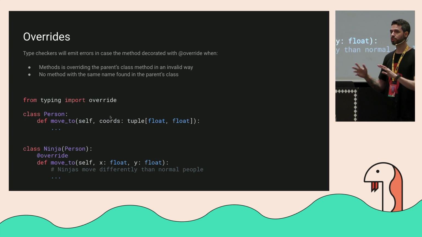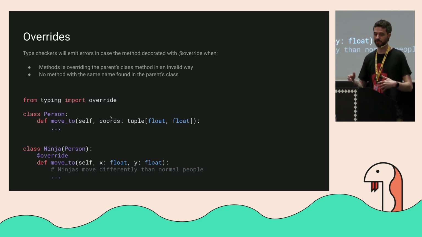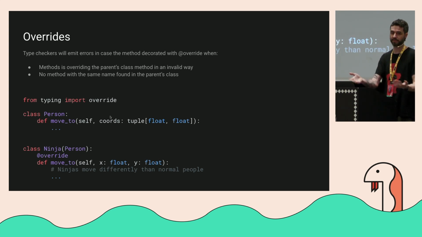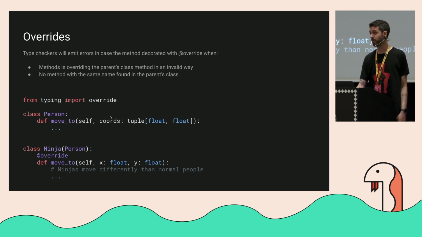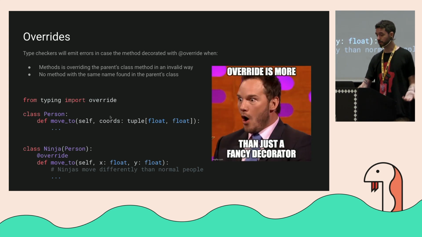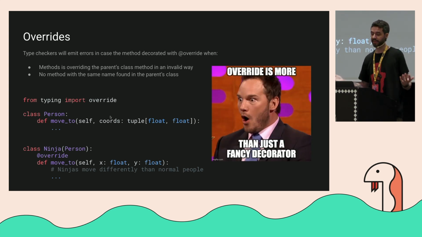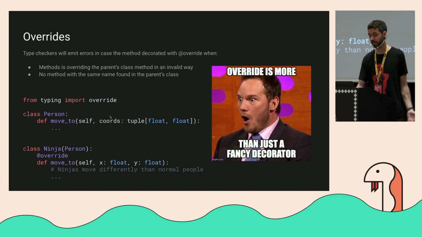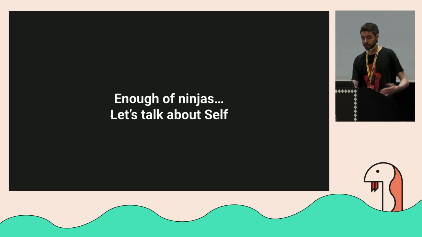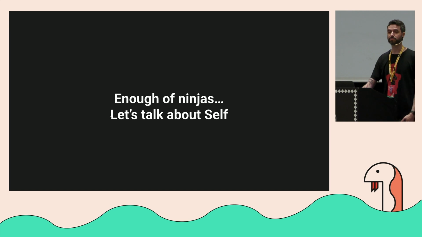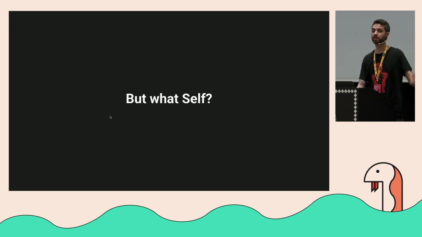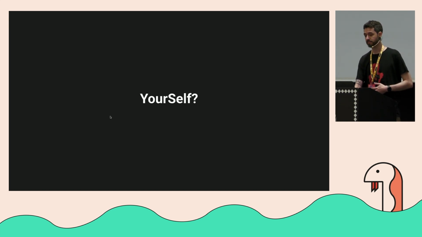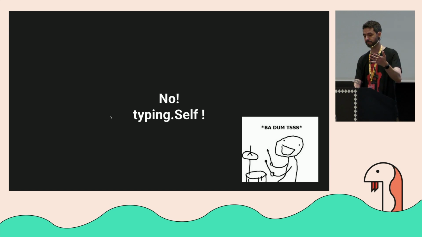Type checkers are usually doing this as well now, but still override is nice because if move to gets removed, you want to know. So yeah, override is more than just a fancy decorator. At first I thought it was just a fancy decorator. So enough of ninjas now, let's talk about self. But what self? Myself? Yourself? No, typing self.